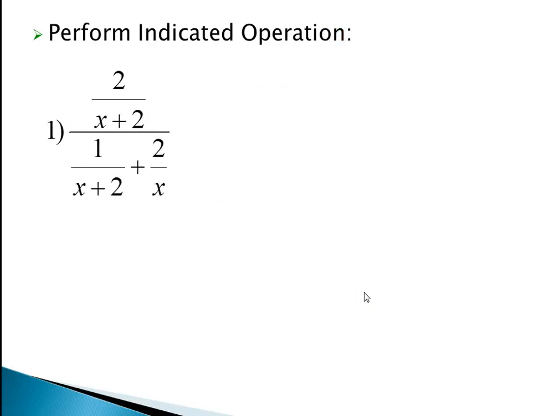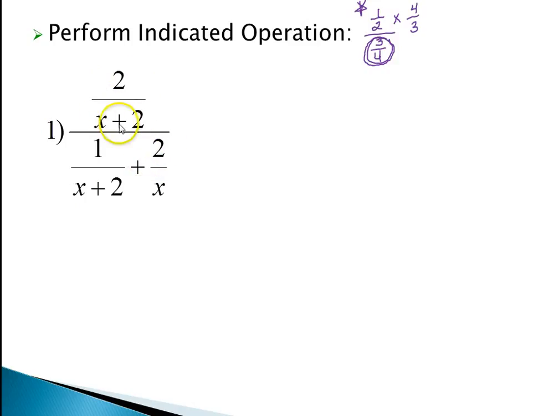2 divided by x plus 2, over 1 divided by x plus 2, plus 2 divided by x. As you can see, complex question, a lot going on here. The first thing, remember, my whole goal is to take a fraction divided by another fraction. This is division, so our whole goal is to make this multiplication and multiply by the reciprocal. But in order to get to the step where I have one fraction over one fraction, I have to simplify this as much as possible first.